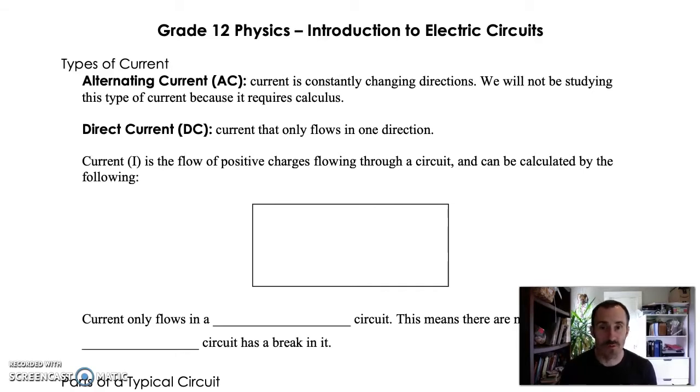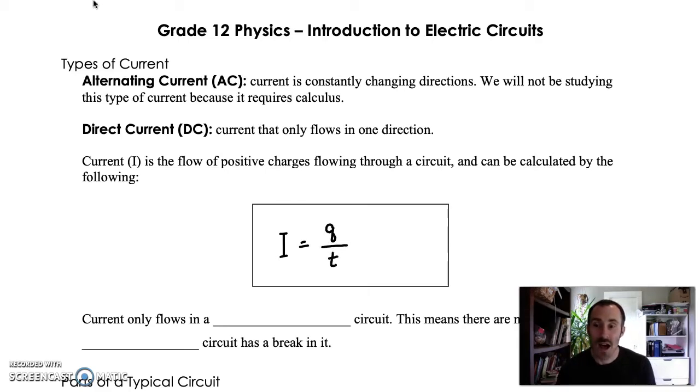So current is the flow of positive charge through anything. So we said that just charges moving somewhere, that's current. In our case, we're going to talk about charges flowing through a circuit. So current is I, and it's charge flowing through a certain area in a unit of time. So it's charge, Q, divided by time.